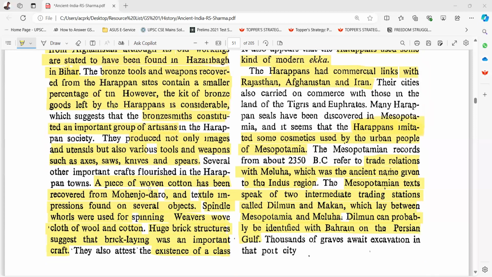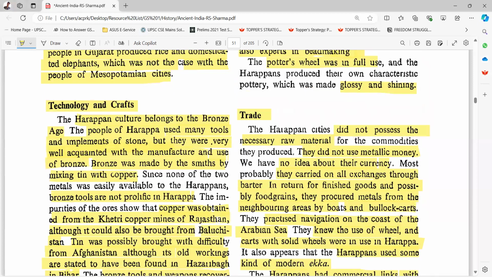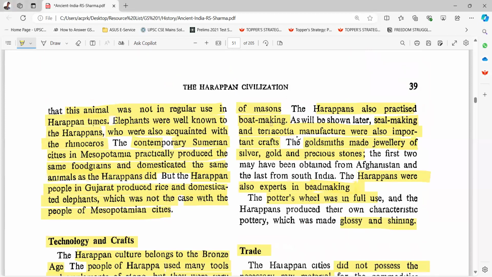A piece of woven cotton has been recovered from Mohenjo-daro, and textile impressions found on several objects. Spindle wheels were used for spinning. Weavers wove cloth of wool and cotton. Huge brick structures suggest that bricklaying was an important craft. They also attest the existence of a class of masons. The Harappans also practiced boat making, as will be shown later.